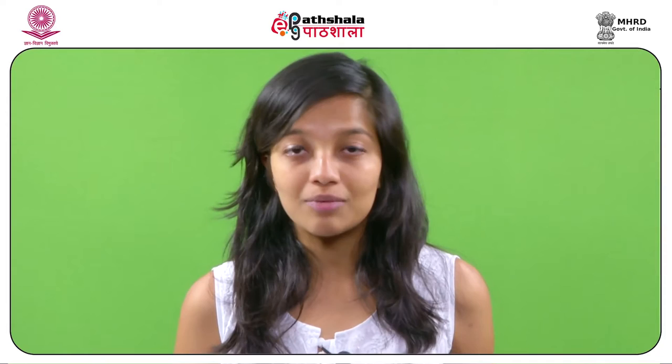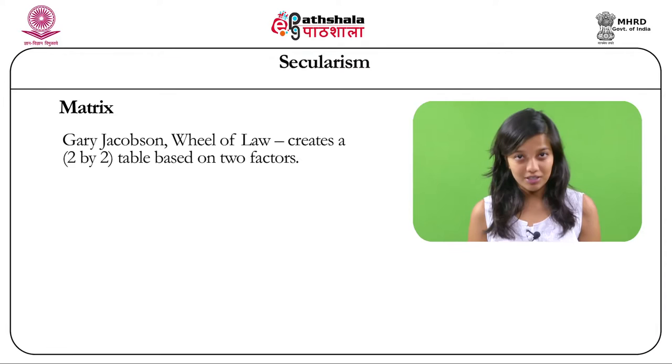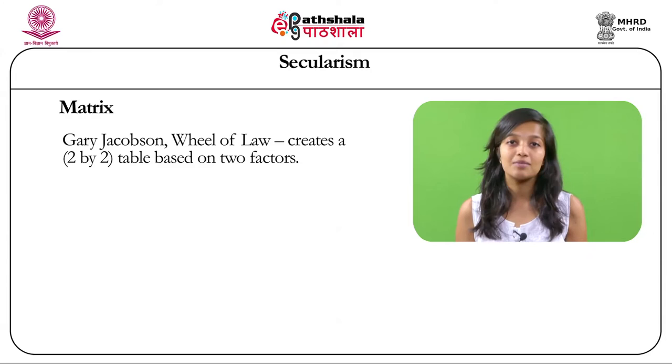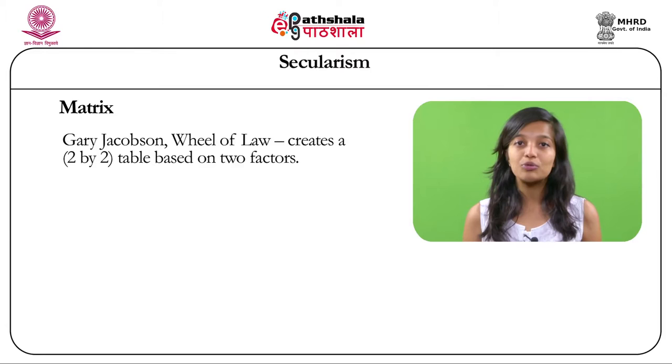In order to understand the way that this concept has been incorporated into different constitutions and the manifestation that this concept has taken in comparative constitutional law, it's useful to use the matrix that Professor Gary Jacobson has employed in his recent publication, The Wheel of Law, which deals with secularism models across the world. Professor Jacobson creates a 2x2 table, and in creating this table relies on two different important factors.